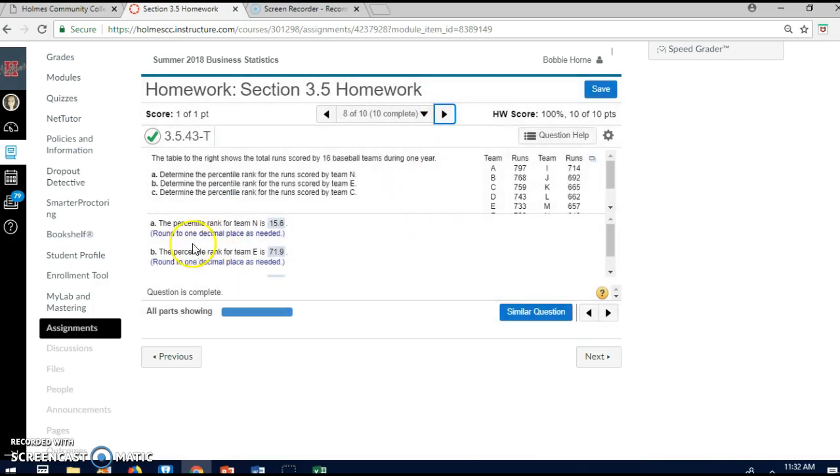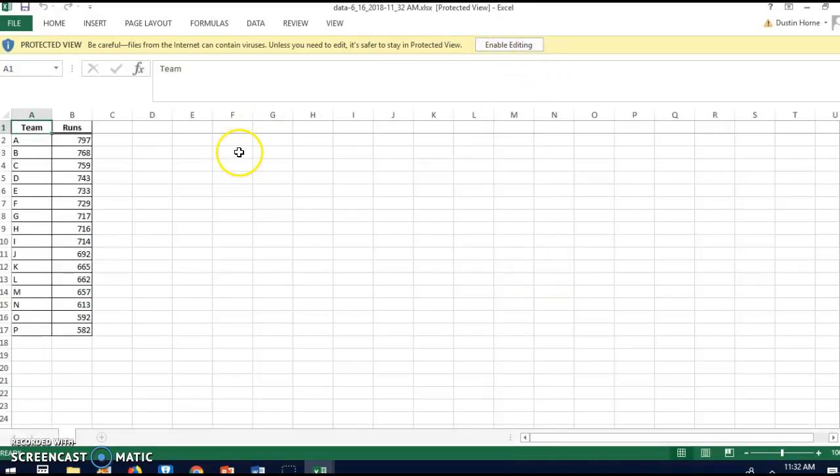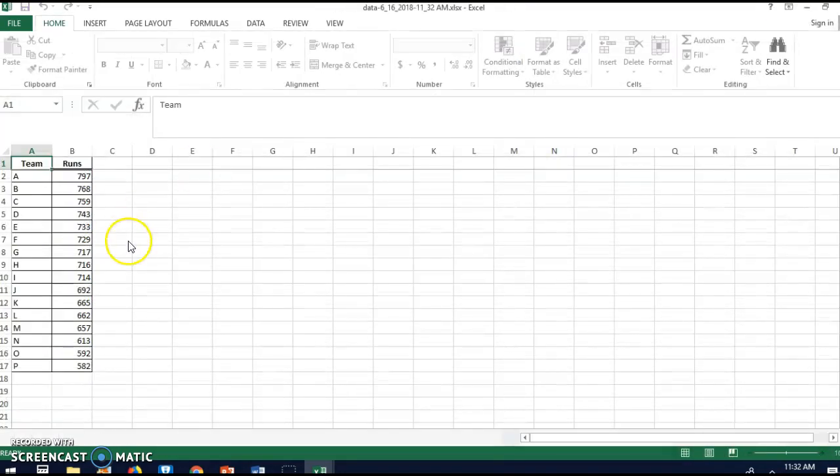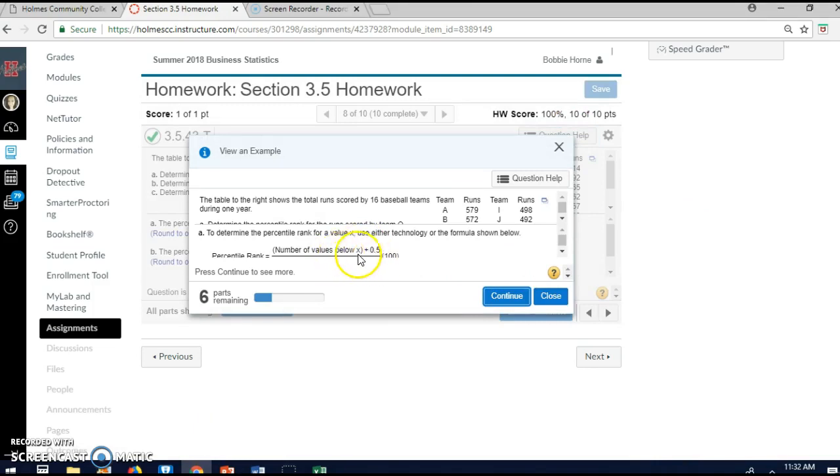For question number 8, determine the percentile rank for the runs scored by team N. So if you open this in Excel, and really you don't have to sort it, it's already sorted for you. And I think I just used by hand on this one. You do the number of values below what you're looking at, plus 0.5, divided by the total number of values, and times it by 100.